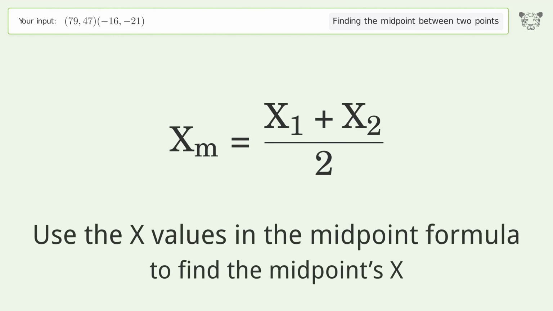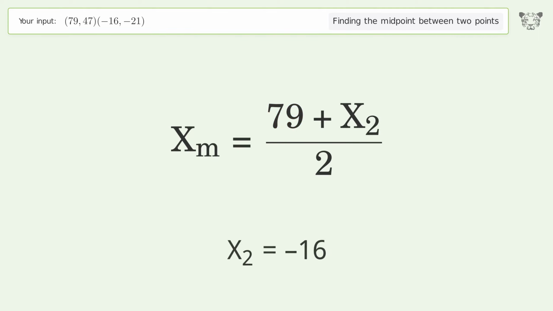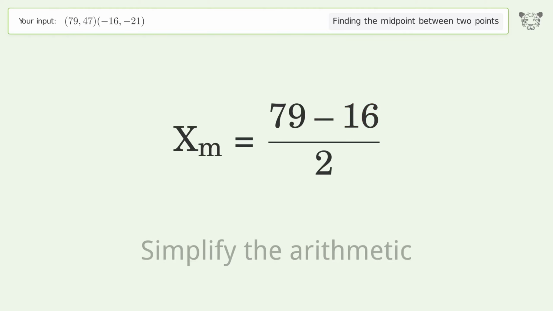Use the x values in the midpoint formula to find the midpoint's x. x1 equals 79, x2 equals negative 16. Simplify the arithmetic.